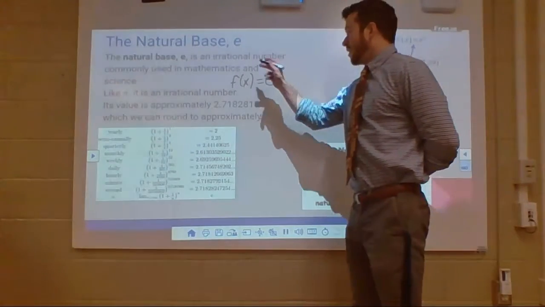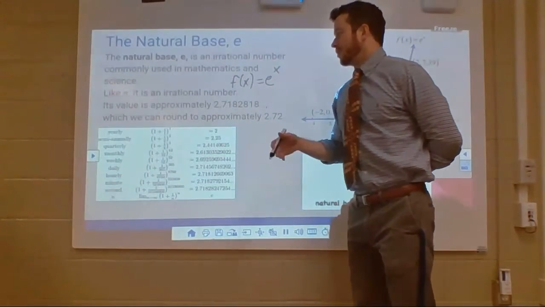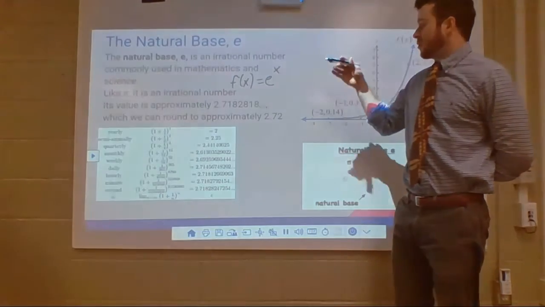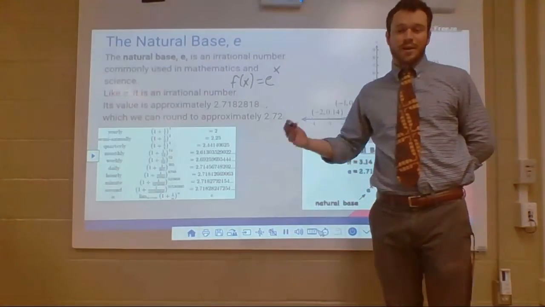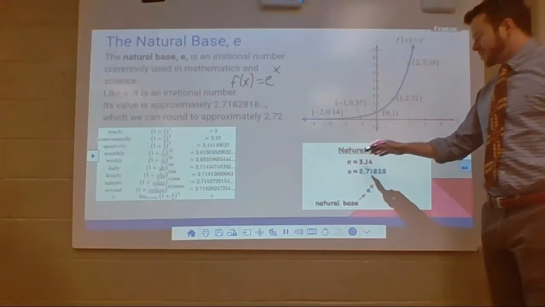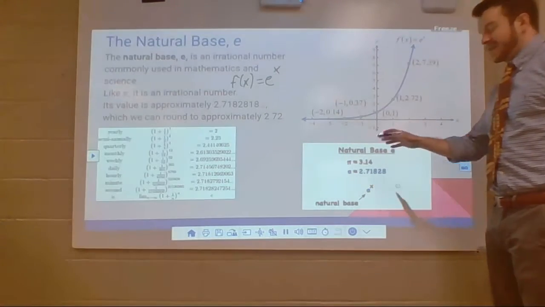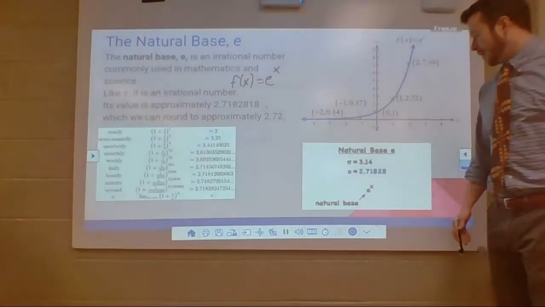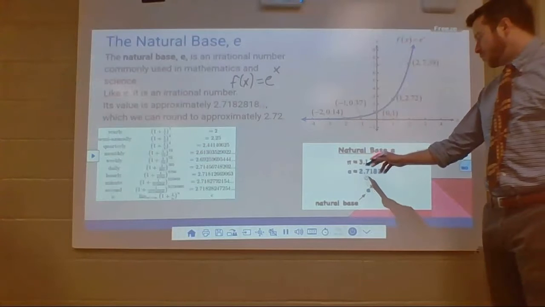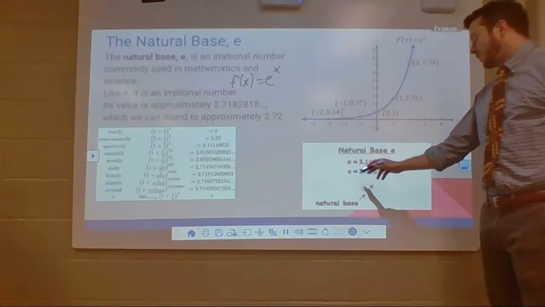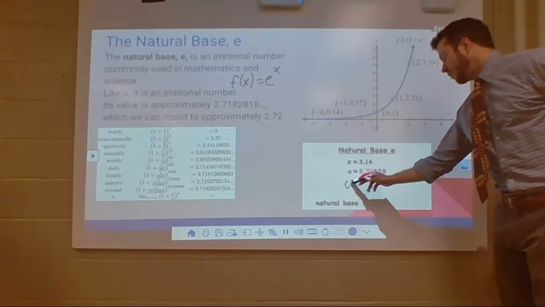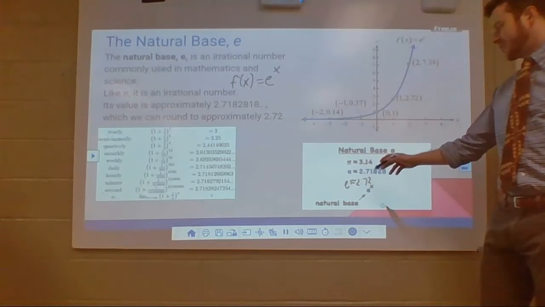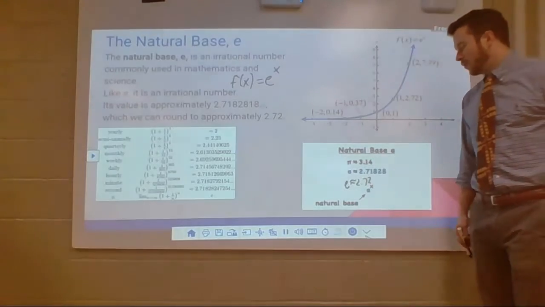So e is just an irrational number that you'll see a lot in math and science. It's an irrational number kind of like pi. Pi is about 3.14. And it's irrational because really that number keeps going. This is just a rounded value of pi. e actually rounds to 2.71828, or you'll often see it as e is about 2.72, whereas pi is about 3.14.